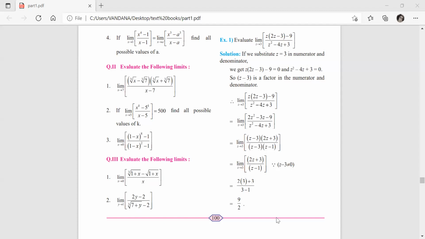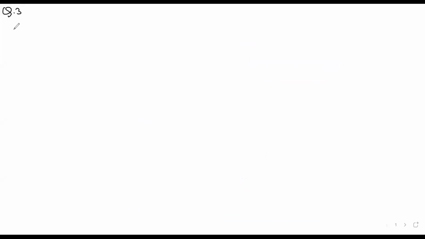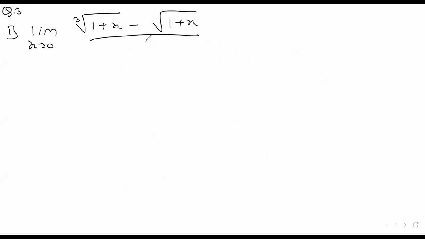7.1 question 3, evaluate the following limits. Limit x tends to 0, cube root of 1 plus x minus square root of 1 plus x upon x. Question 3 of 7.1, the first one. If I put x is equals to 0, my denominator is becoming 0, so I can't do that.